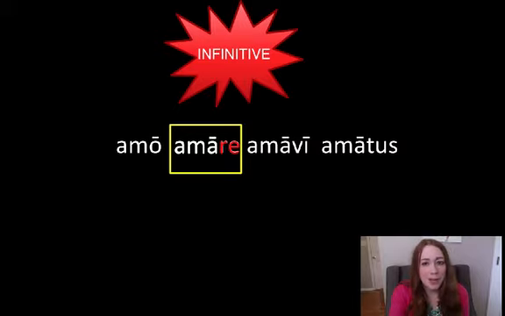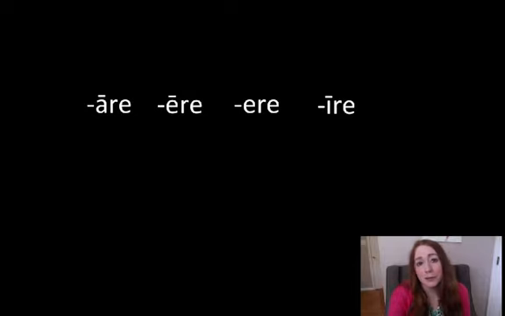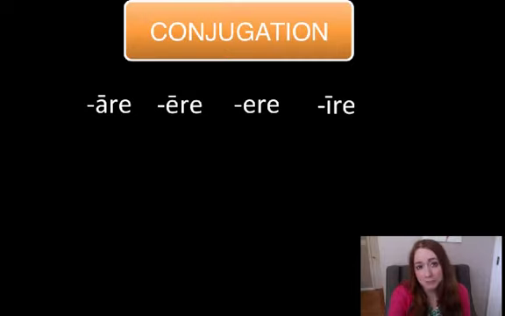But before we do that, let's take a look at all the different infinitives that we have so far. We have the ARE infinitive, the ERE with the macron, the ERE without, and the IRE. These four infinitives represent four different categories of verbs, which we call conjugations. And a verb can only belong to one of these categories. This infinitive ending is going to dictate how we create the verb.